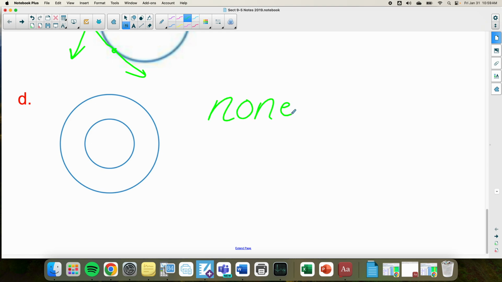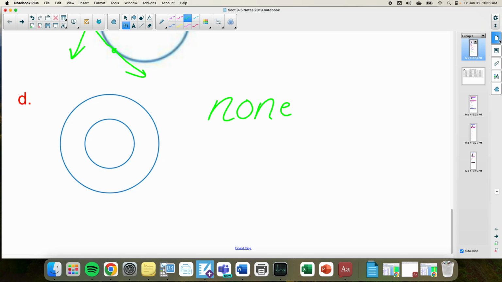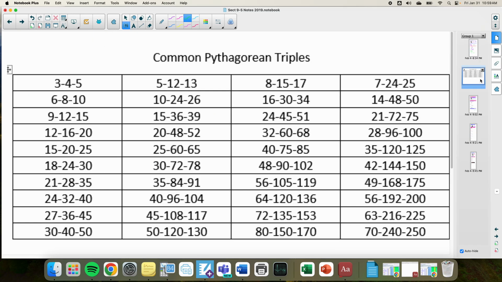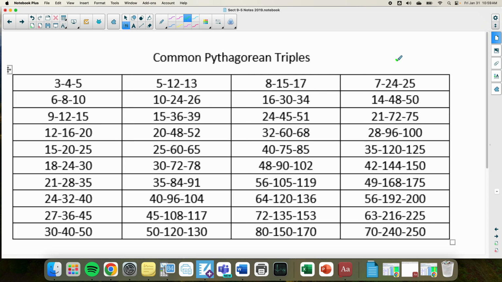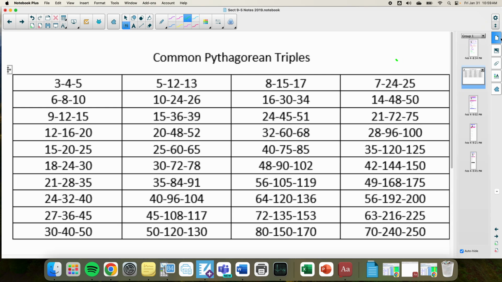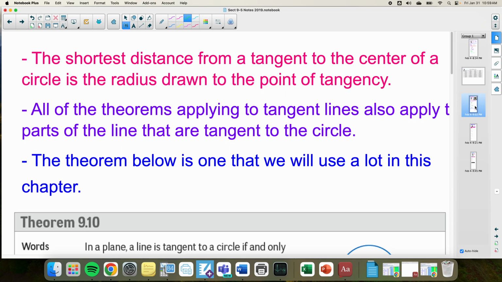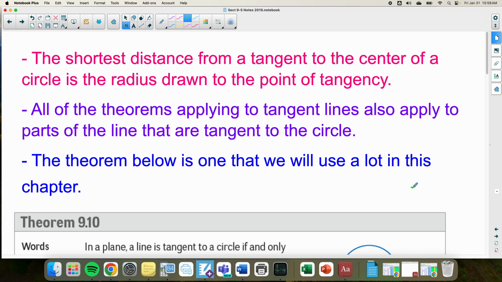Okay? Alright, so now let's look. This isn't in your packet, but you have this in your cheat sheet. So you may want to have that out today because we're going to be doing some right triangle stuff again. Okay? So today we're going to learn some different theorems about a tangent.